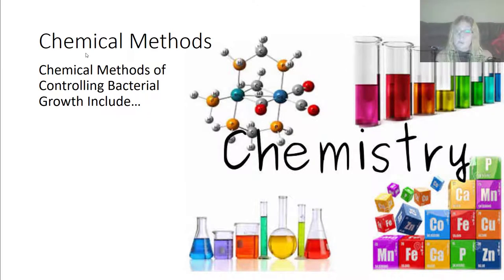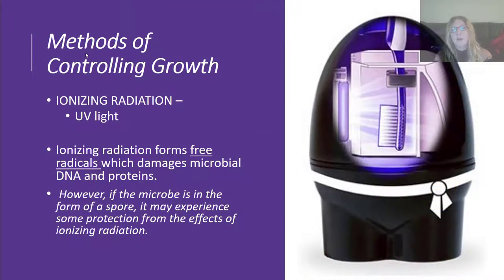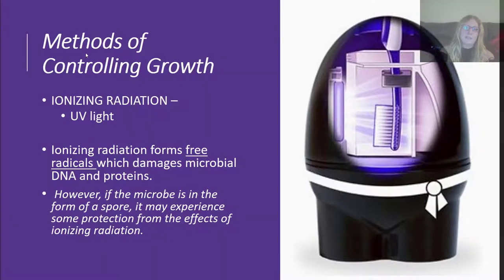Okay. There are also chemical methods of controlling bacterial growth, and we will look at just a few of them. You may have seen these contraptions available at your local stores or your pharmacy. UV light. And it actually does work. So UV light is a form of ionizing radiation. And ionizing radiation works by forming free radicals. And free radicals are going to damage microbial DNA and proteins. However, if the microbe is in the form of a spore, then it may be protected from the UV radiation. But typically, this is very good.